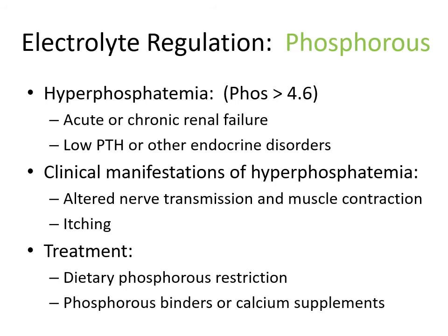Now we have hyperphosphatemia, and this is in acute or chronic renal failure, or with low parathyroid hormone or other endocrine disorders. Clinical manifestations of hyperphosphatemia include altered nerve transmission and muscle contraction, and a well-known itch, where it feels like there's an itch underneath your skin that just really can't be scratched. The treatment is dietary phosphorus restriction, and especially in patients with chronic issues, phosphate binders or a calcium supplement to again compete with, bind, and then encourage the excretion of phosphorus.